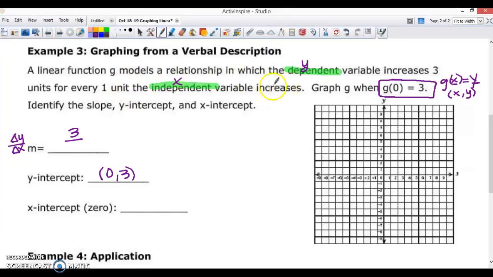Well, it says the dependent variable increases 3 units for every 1 unit the independent variable increases. So my independent variable increases by 1 every time. Alright? So that means my slope is 3 over 1. Okay, now we can graph it. First we start with the y-intercept at (0, 3).